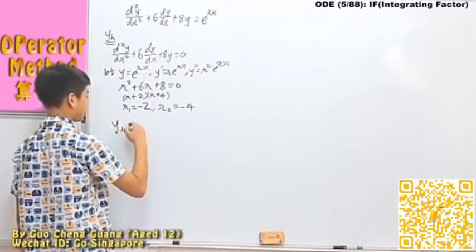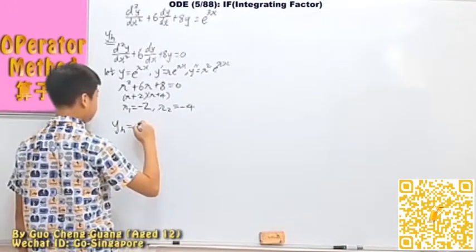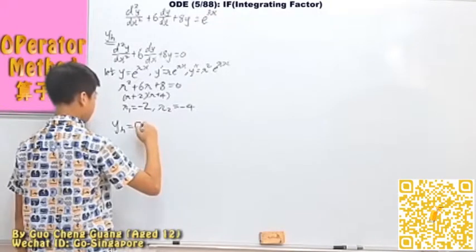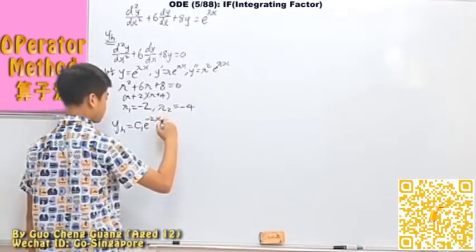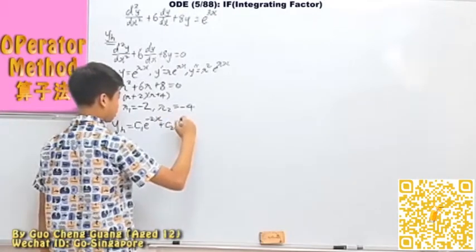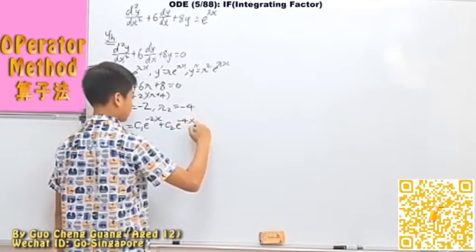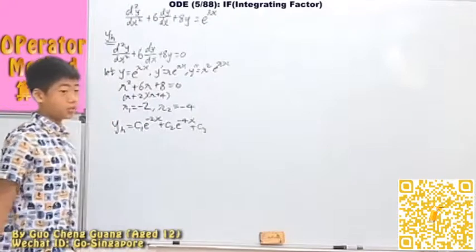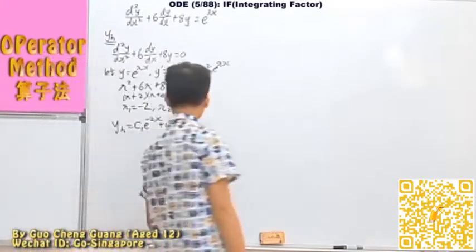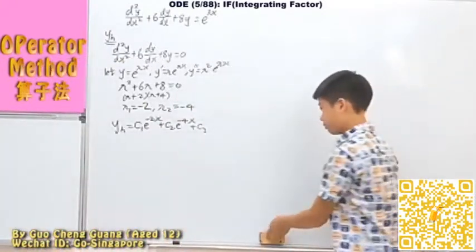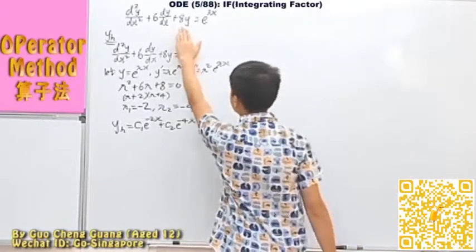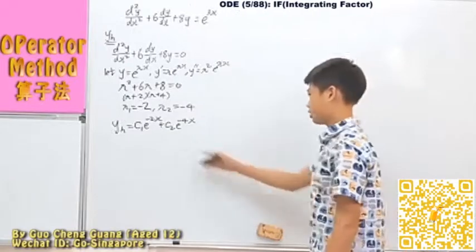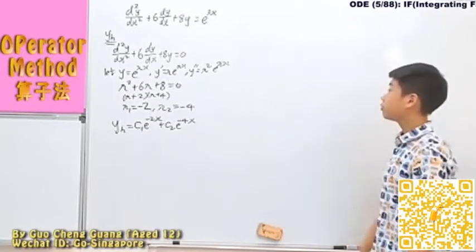And for yH, it will be C1 e to the power of negative 2x, then add C2 e to the power of negative 4x. Then you have a C3 behind here. So wait, no, you don't have this part, because if you have a C3, your C will remain. Okay, so this is the part that you have here.